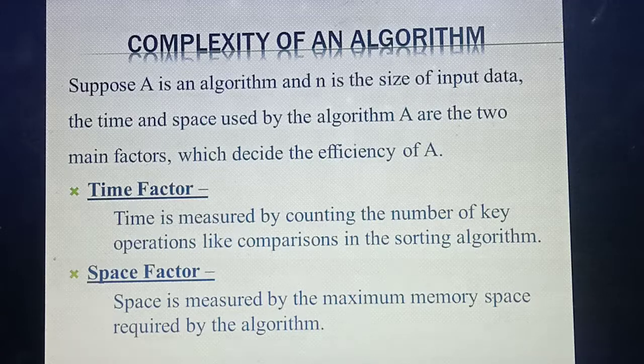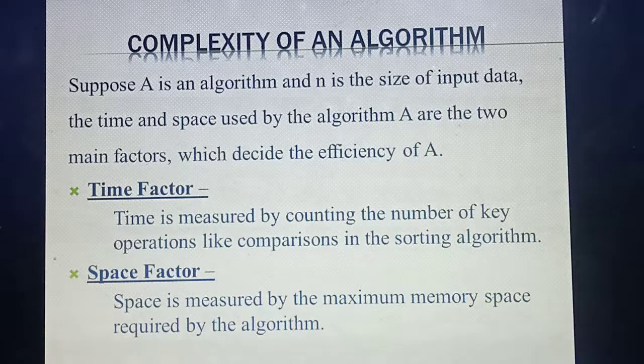Time factor means how we are calculating the time. For example, you are going to add two numbers. How many operations are required to add two numbers? Only one line, isn't it? Adding two numbers means A plus B, only one operation. Same way, if you are going to add 50 numbers, how many operations will be required? Think it out. 50 times you need to add, isn't it?